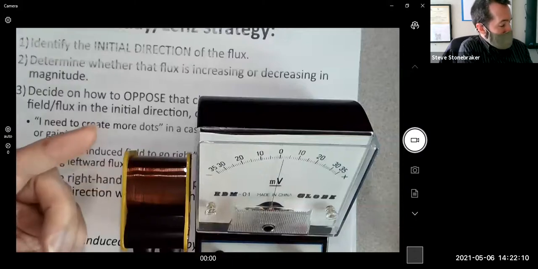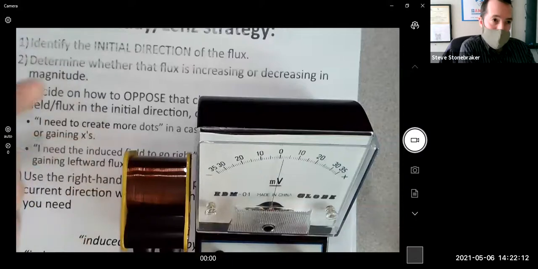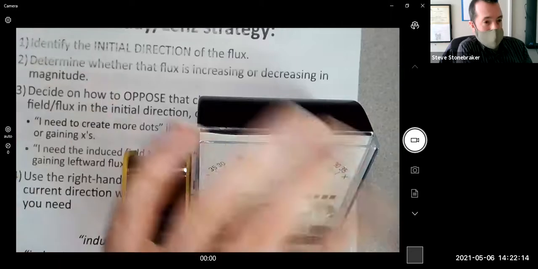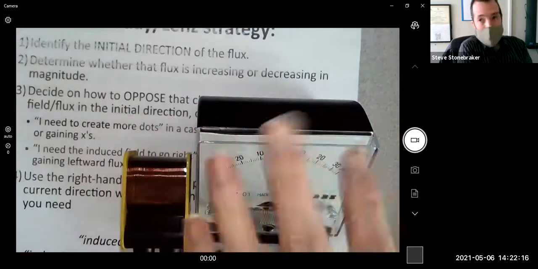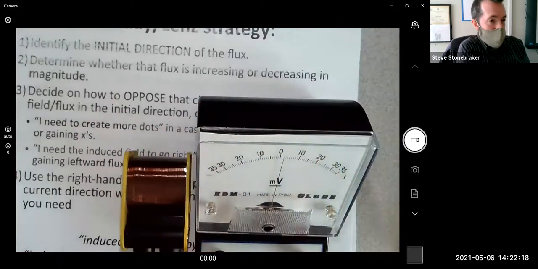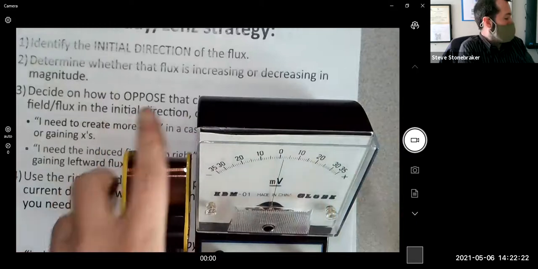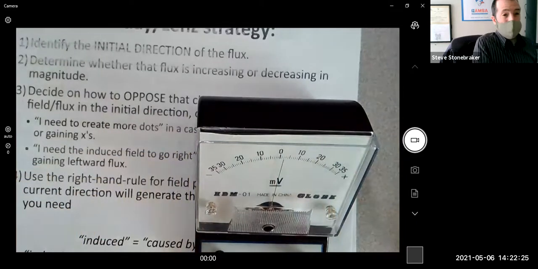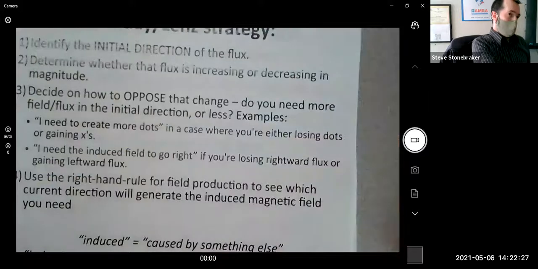If you have a fluctuating circuit in one place, and then you have another circuit nearby, even without its own power source, you can create current in that secondary circuit. Power transformers also work in exactly the same way.